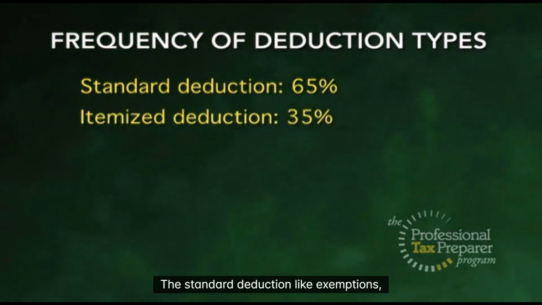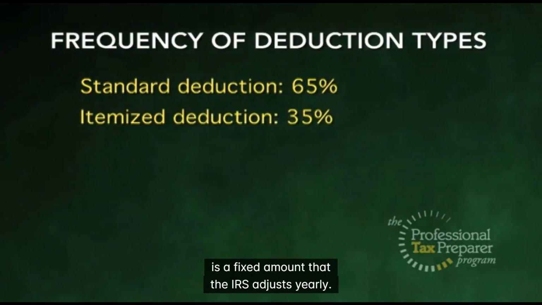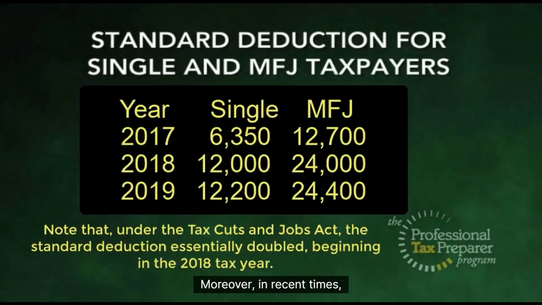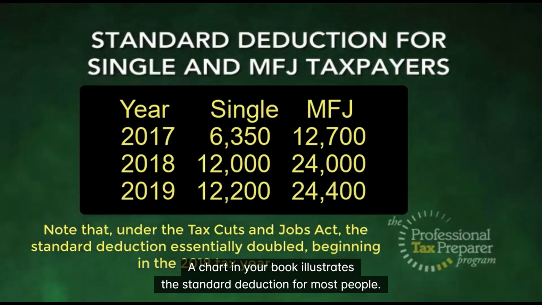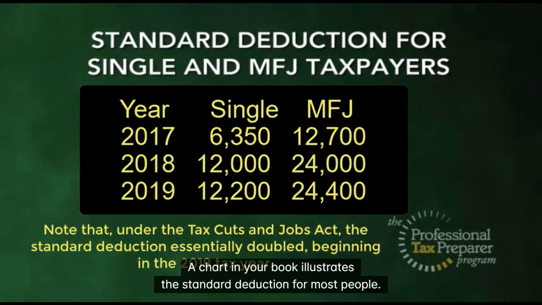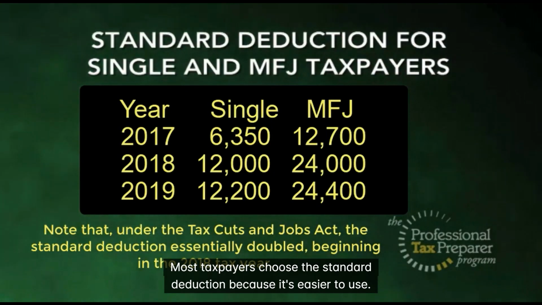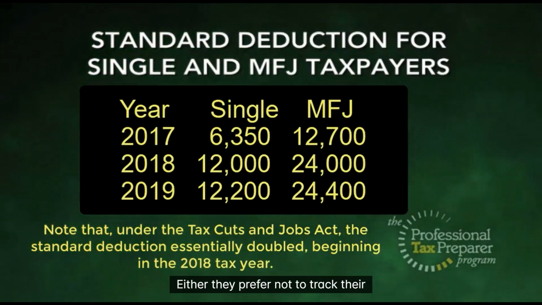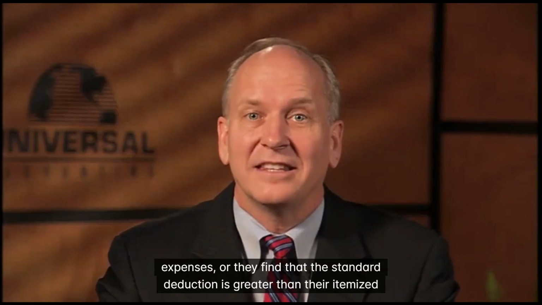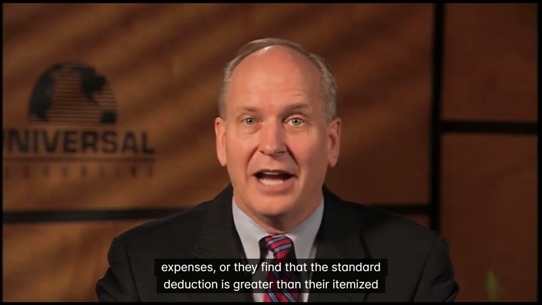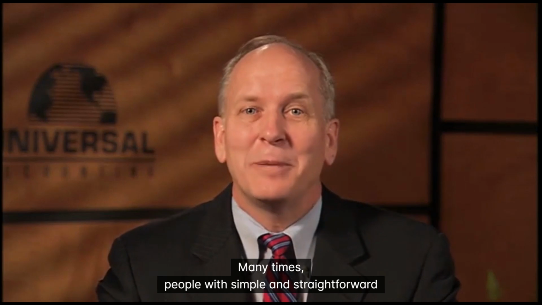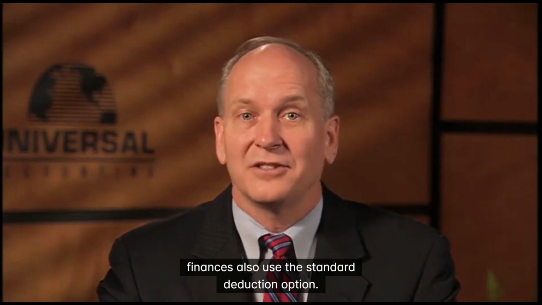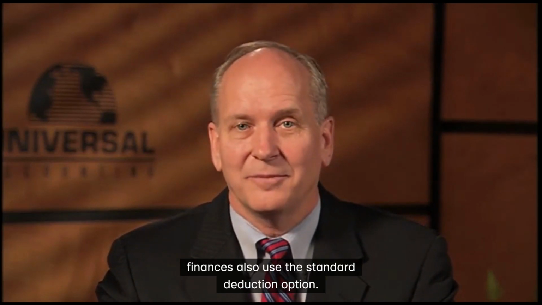The standard deduction, like exemptions, is a fixed amount that the IRS adjusts yearly. Moreover, in recent times, it has increased each year, thereby reducing tax burdens. A chart in your book illustrates the standard deduction for most people. Most taxpayers choose the standard deduction because it's easier to use. Either they prefer not to track their expenses or they find that the standard deduction is greater than their itemized deductions, which results in a greater tax reduction. Many times people with simple and straightforward finances also use the standard deduction option.